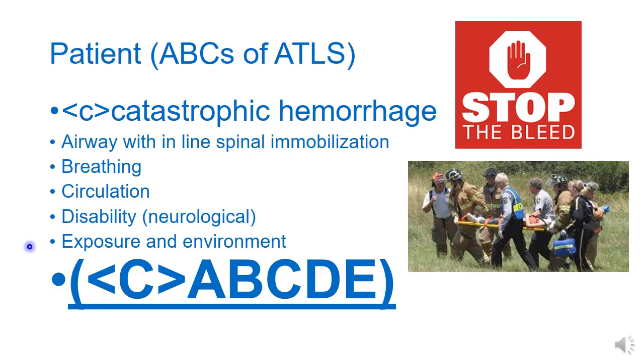What's even more important now in advanced trauma life support is that we should report as early as possible if the patient has a catastrophic hemorrhage, if we are suspecting hemorrhage, because we should stop hemorrhage as fast as possible. If we don't stop hemorrhage, we will lose the patient.